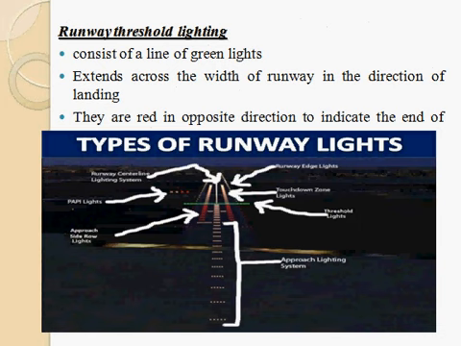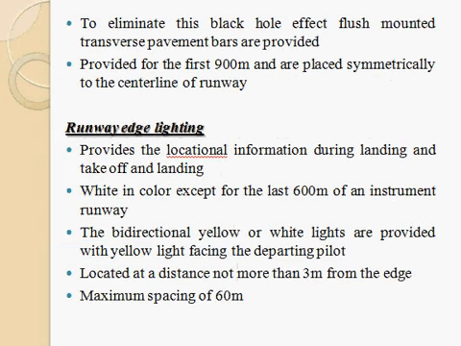So you can see here like this. This is our approach lighting. Then this will be our runway center line lighting, and on the two sides of the runway center line, you will be providing touchdown zone lighting like this. These two lines are touchdown zone lightings.